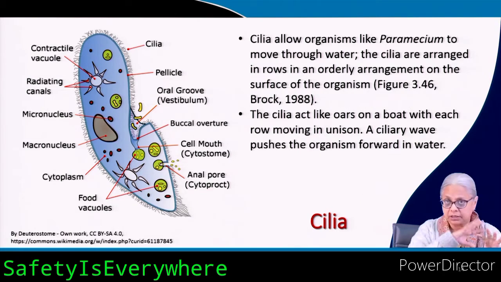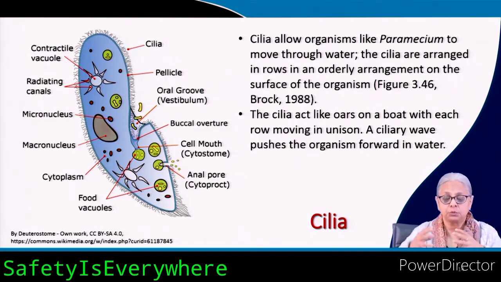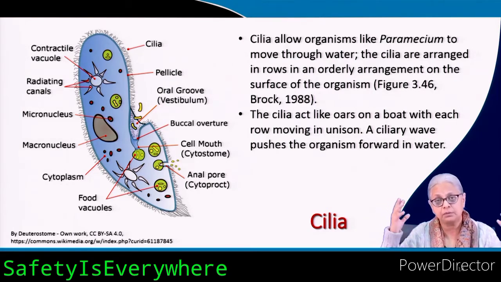These cilia are arranged in rows. So over the body, they are spread all over the body, but they are arranged in rows. It's almost like hair, but because they are arranged in orderly form, they work like oars on a boat. So if you think about the old style big boats, which had hundreds of boatmen pushing the boat, or rather the ship, through the water, you have that kind of arrangement here.